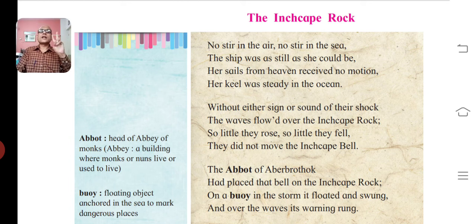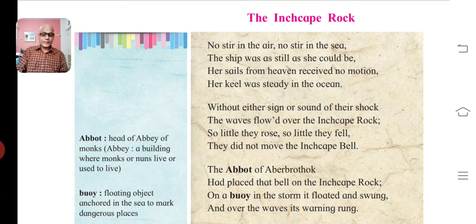Again, here also there are two figures of speech. One, inversion. How? Here the words are not in the correct prose order. The correct prose order of the sentence is, 'and its warning rung over the waves.' You will have to write this correct prose order in single inverted commas while writing the explanation of the figures of speech. Another figure of speech is alliteration. Here, the sound of W is repeated pleasingly.